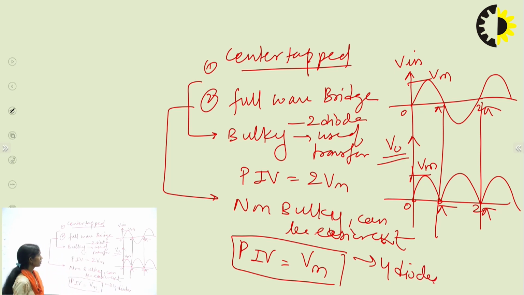So this is the brief description of the full wave rectifiers, that is the center tap and bridge rectifier. We have discussed the difference between these two types of rectifier on the basis of their characteristics and parameters, and next we are going to discuss their derivations in the next lecture.